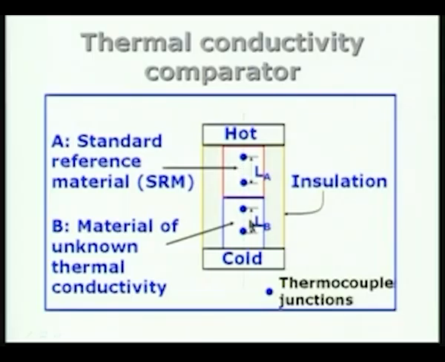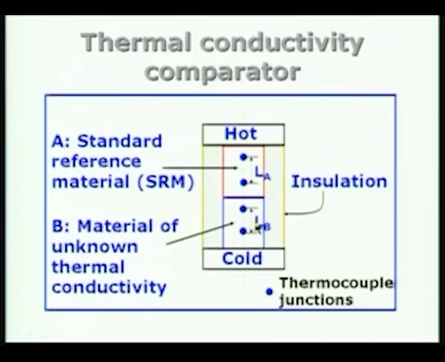So, the common factor is the heat transfer, which is the same in the two cases, and we invoke the Fourier law, and by measuring the temperatures at these 4 points as indicated here, these are the thermocouple junctions. The distance between the first two thermocouples in the SRM is LA, and in the case of the material of unknown thermal conductivity is LB.